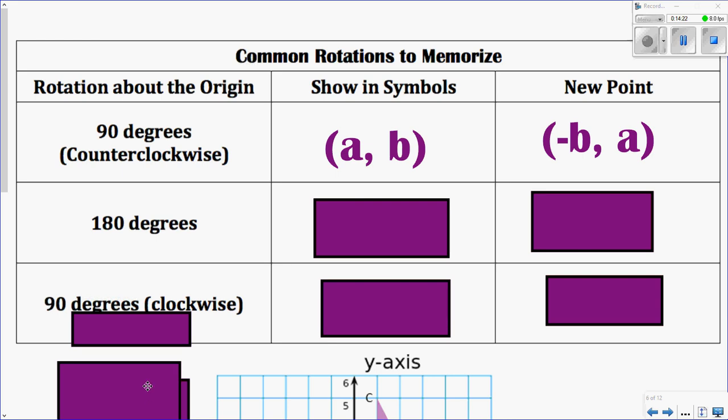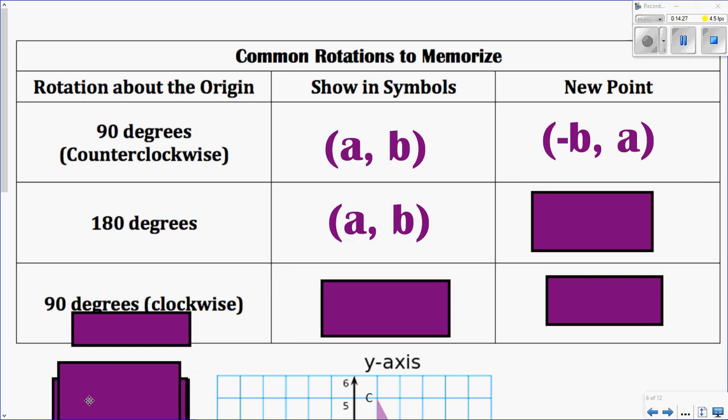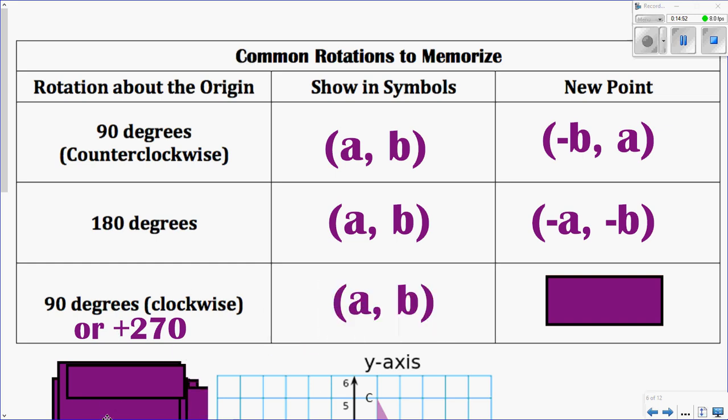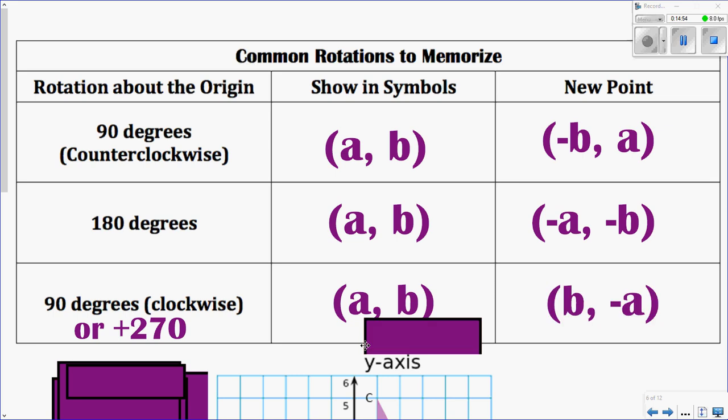Like I said, you have to memorize this. If it's 180, you start off with (A, B), and then your new point will be (negative A, negative B). I think out of the three, this is the easiest one because all you have to do is negate it. With going clockwise, or doing 270, going in the positive direction, which is counterclockwise, if you went the other way, you start at (A, B), your new point will be (B, negative A).